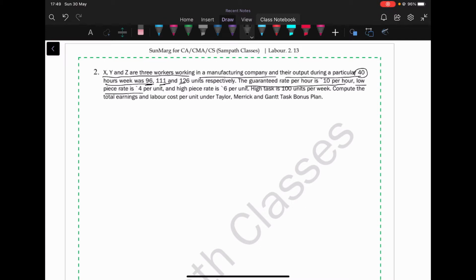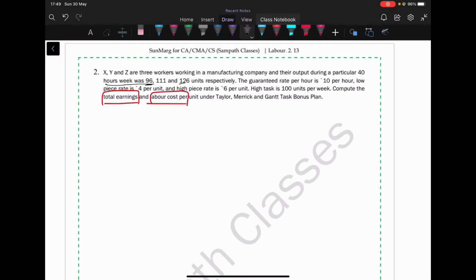Low piece rate is 4 rupees per unit. High piece rate is 6 rupees per unit. High task is 100 units per week. Compute the total earnings and labor cost per unit under the methods Taylor's, Merrick and Grant task bonus. So under these three methods we need to calculate the labor cost and total earnings of the employees.